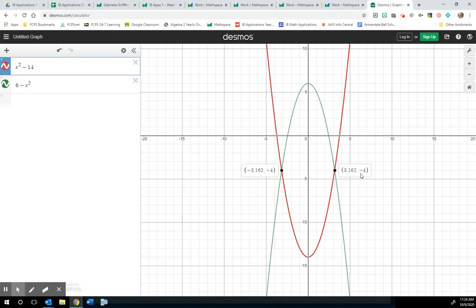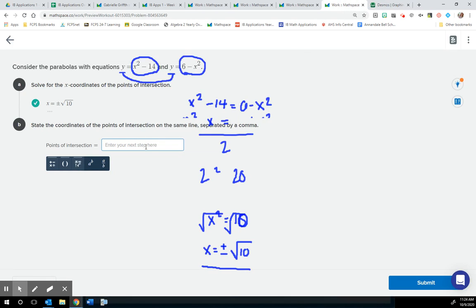But looking back at our Desmos, y at least was an integer. So I don't need to do substitution to solve for y. I already had it in my graph. So I'm going to use those instead. I'm going to say 1 point of intersection. Point means ordered pair. Could be negative square root of 10 with that negative 4. My second point of intersection, separated by a comma, would be positive square root of 10 with another negative 4.